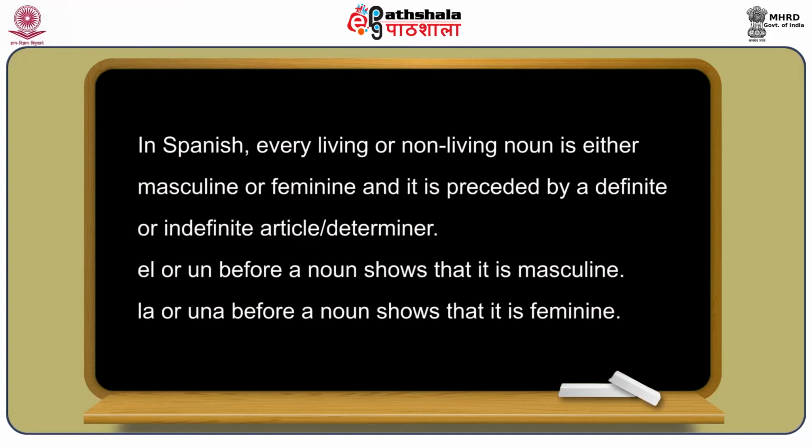So the definite article or indefinite article in Spanish will be el or un before a noun. You should always learn a word with its article so that you can remember its gender. So you use el or un before a noun which is masculine, and you can use la or una before a noun which is feminine.